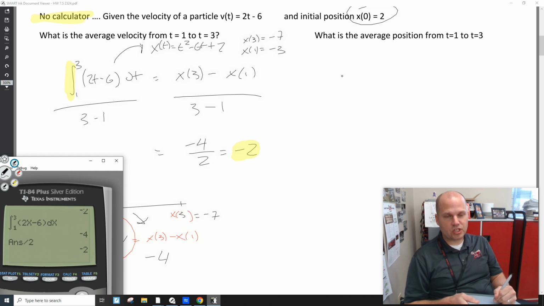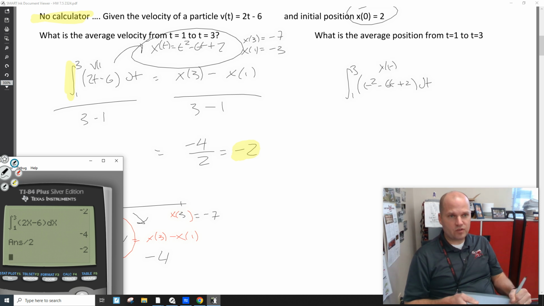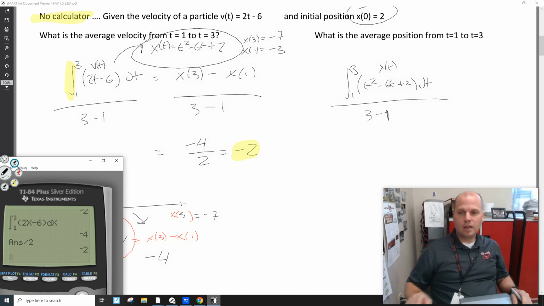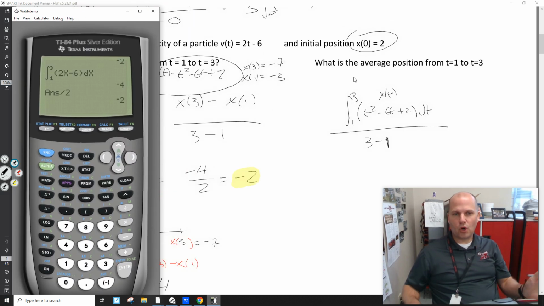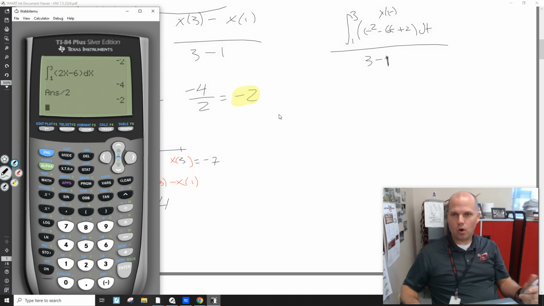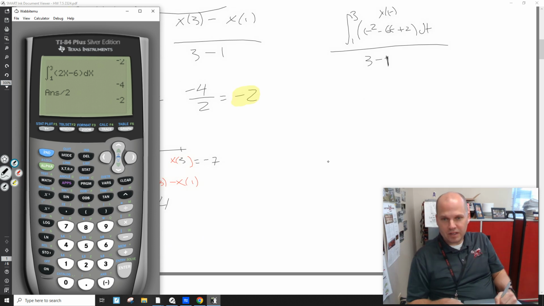What is the average position from 1 to 3? So I would want to accumulate my position. Now, what is my position? Well, I found my position equation with all of its glory, t squared minus 6t plus 2. If you want to write above that this is x of t, great, and this is v of t, great. Accumulate your positions divided by your interval. Now, the sign analysis doesn't really help here. You don't just find your position at 3 and your position at 1. How do you find the accumulation of your position?